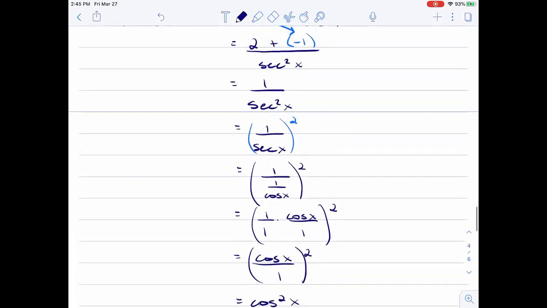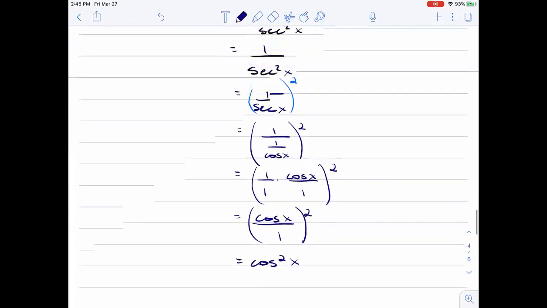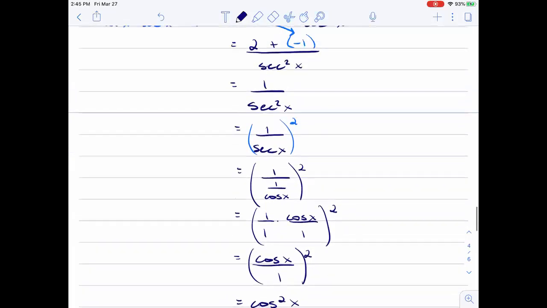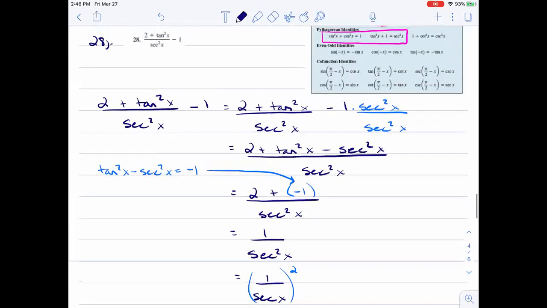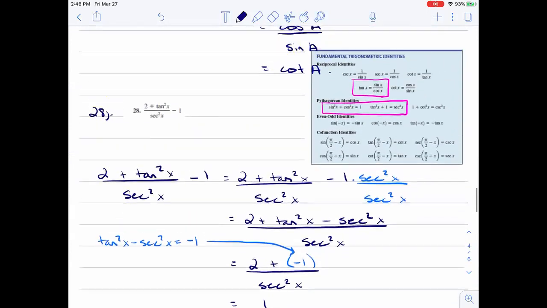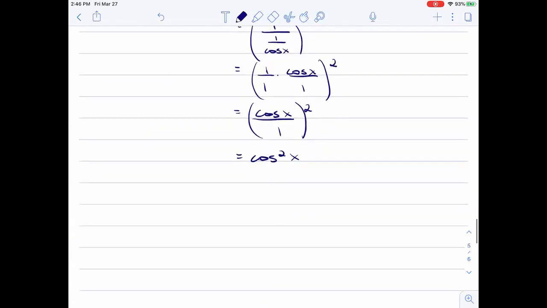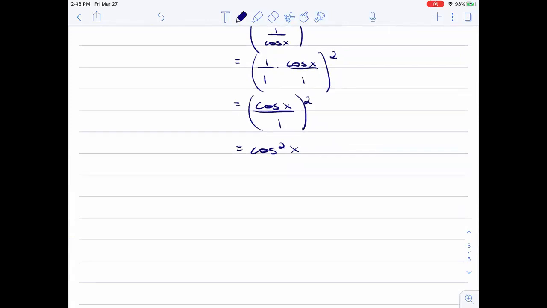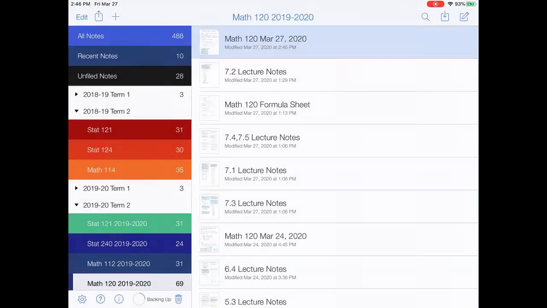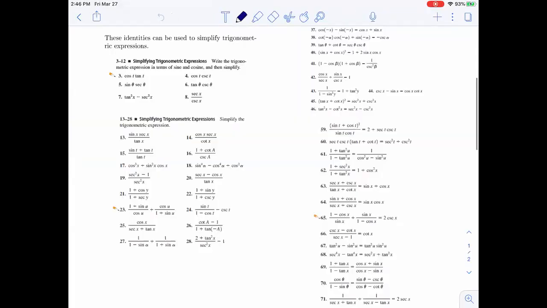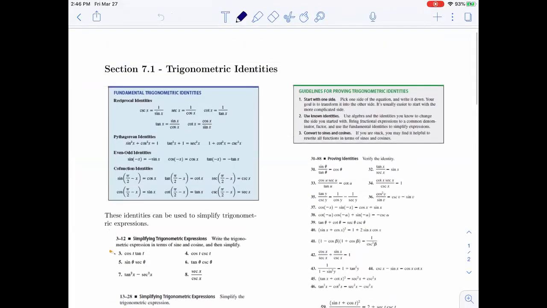So we did it. We simplified it to just cos squared x. There's lots of ways that you could have done this, right? So play around with it, see what happens. But as long as you end up with the same identity, then you're good. Okay, so just as a rule, right?